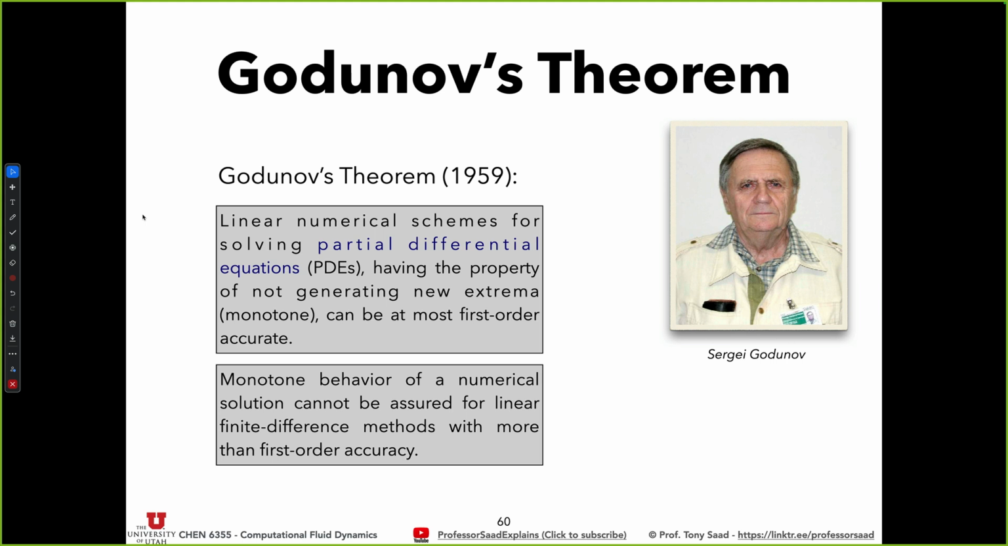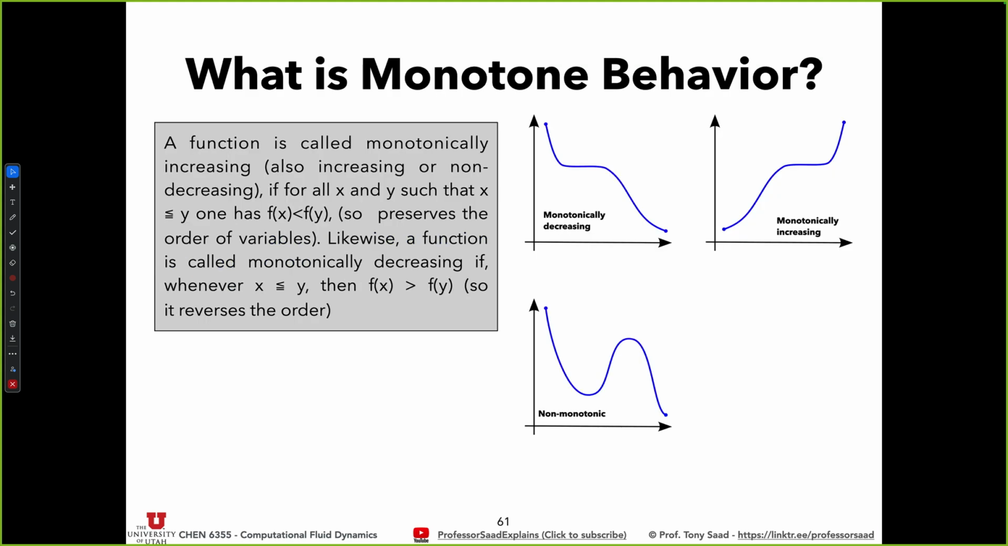And what Godunov discovered is that you can only guarantee monotonicity with first order accuracy. Any scheme that is more than first order accurate is going to break monotonicity. This is insane, right? Because now you ask yourself, what the heck are we going to do? How can we ever get second order in space? So let's talk a little bit about monotonicity.